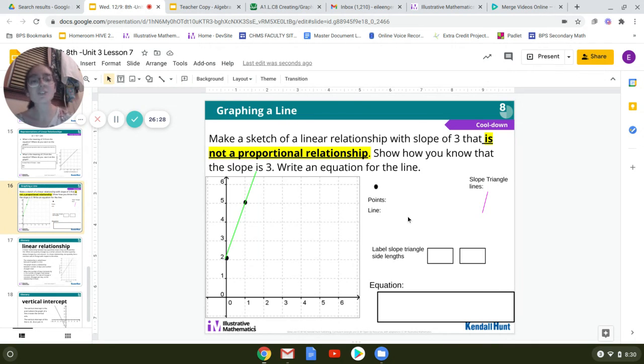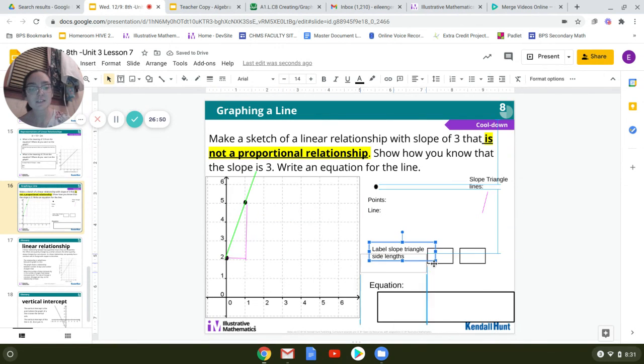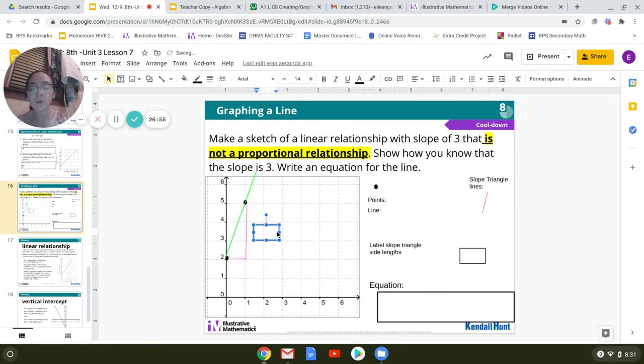Then it says, show how you know the slope is 3. The way that you're going to show that is by creating a slope triangle. You're going to grab one of these little pink lines, straighten it out, create your slope triangle, grab a second one off the pile, line it up, drag it over, create your slope triangle, and label your side lengths. It has a rise of 3, a run of how many? Then I want you to come over here and write the equation, remembering that you write it as y equals mx plus b.